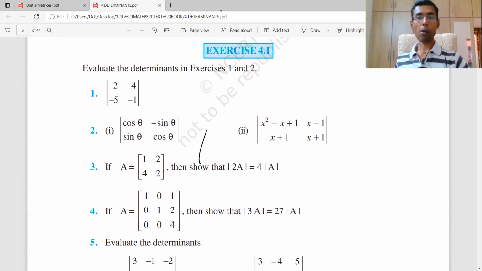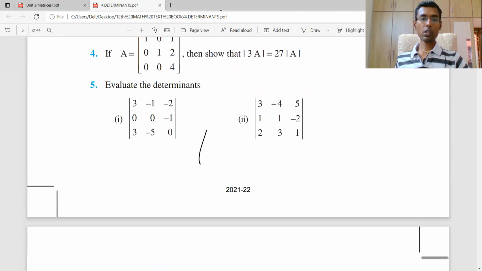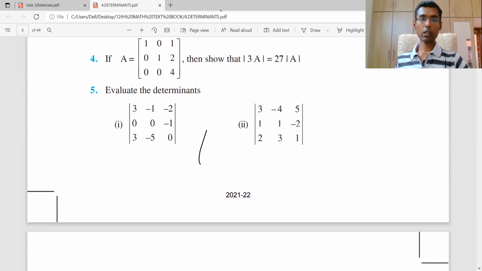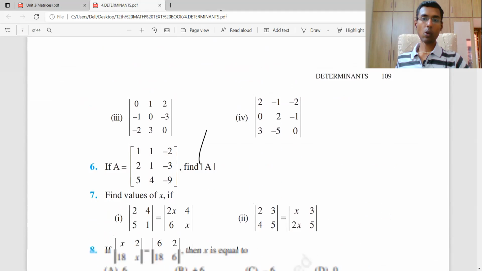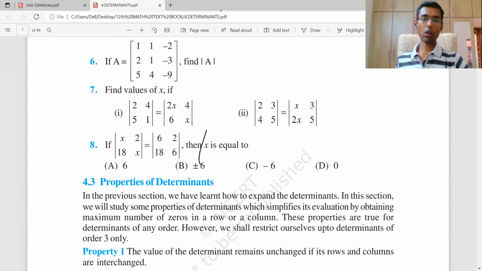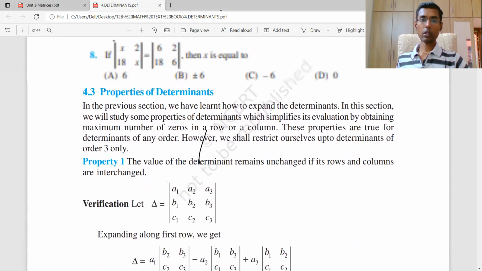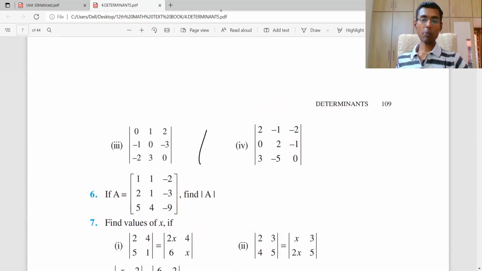So you finished this one now, right? Evaluating the determinants, and this one you got, I think. Shall we do the 4th question or anything? No, sir. We finished all the questions in the school. Okay, no doubts. Shall we go for properties of determinants? Yes, sir.